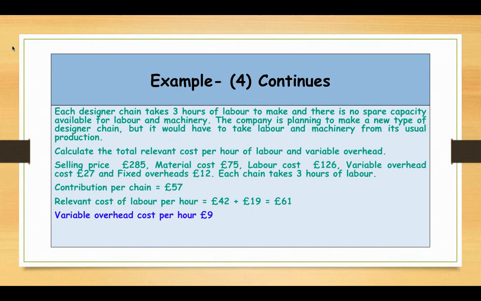Now the variable cost per hour, because each chain costs a variable cost of 27 pounds. So divided by 3 hours, so 9 pounds per hour, the variable cost. So the total relevant cost per hour of labor and variable overhead is 61 pounds plus the 9 pounds is 70 pounds.